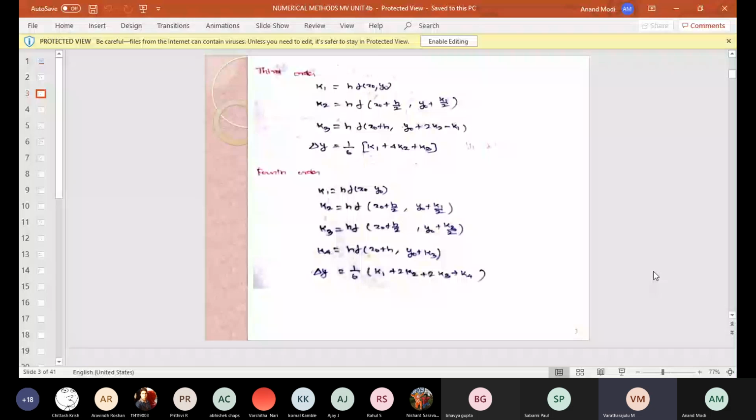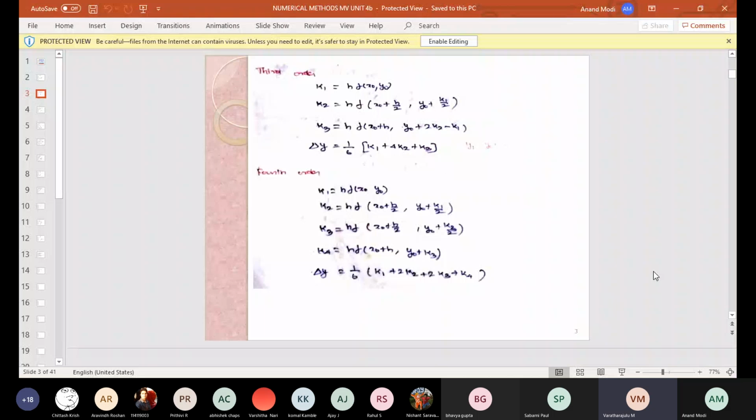And K4 is equal to h into f of x naught plus h comma y naught plus K3. And our delta y is equal to 1 by 6 into K1 plus 2 K2 plus 2 K3 plus K4. And our y1 is equal to y naught plus delta y. We are going to find the value of y1 with the aid of delta y.